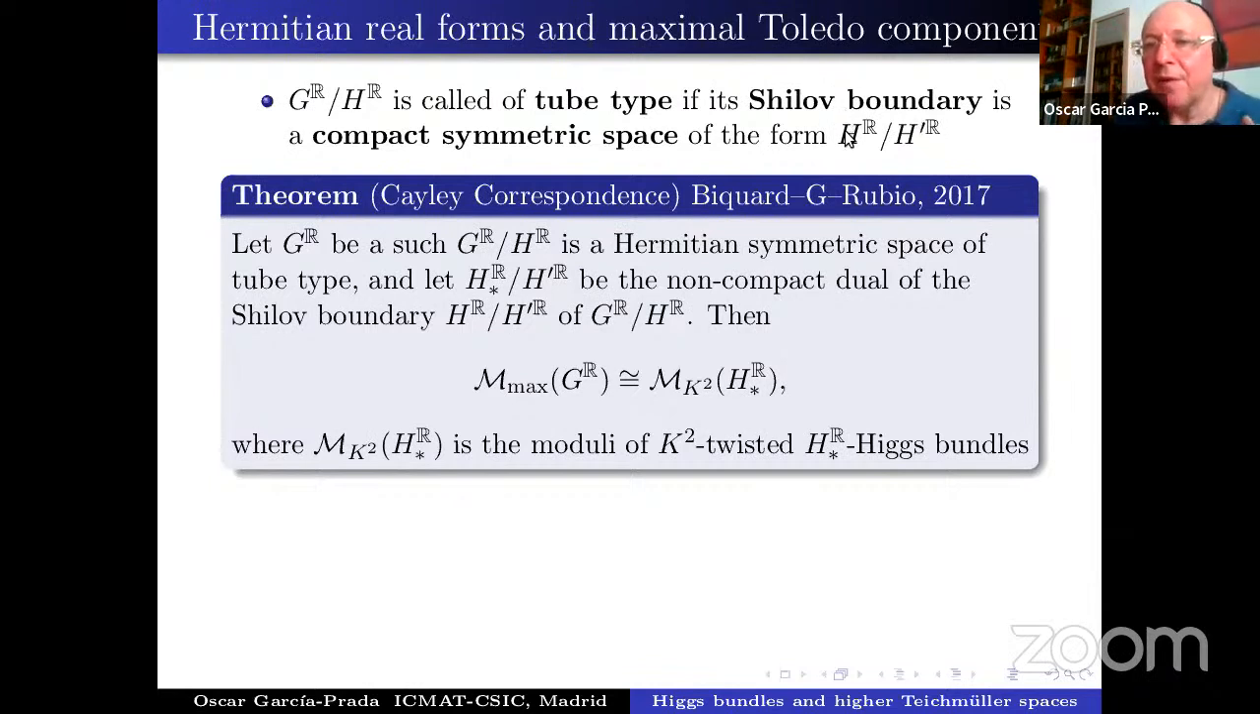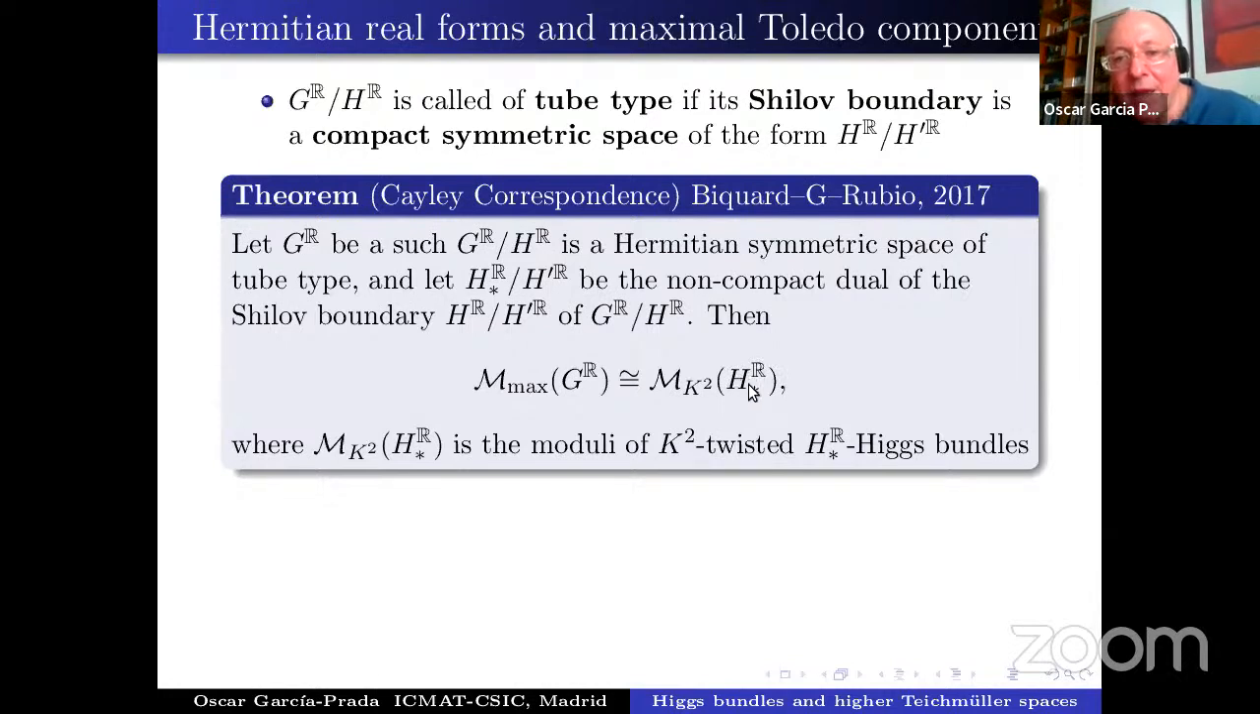Remember that symmetric spaces come in pairs. When you have a compact symmetric space, there is the non-compact dual, and I denote the non-compact dual like this. Well, the theorem says that the moduli space of maximal Toledo invariant Higgs bundles for GR is isomorphic to the moduli space of K squared twisted Higgs bundles for this group.